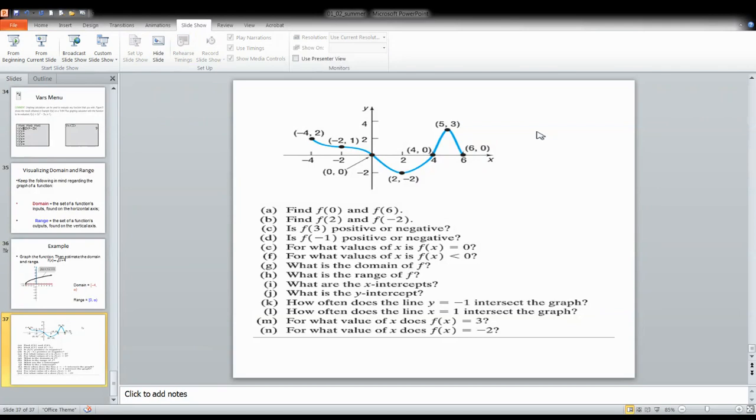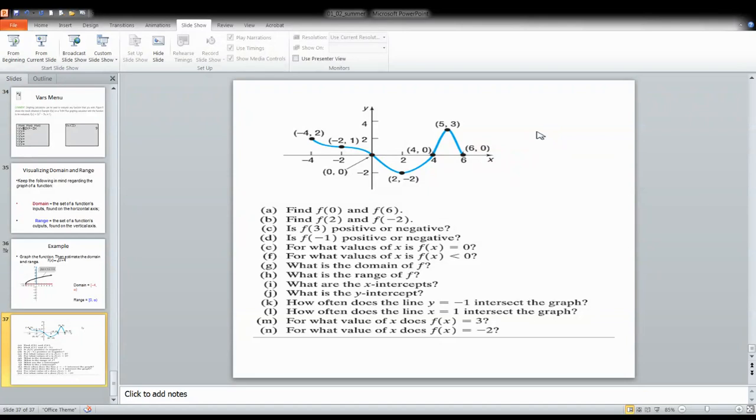F of 0 and f of 6. Well, f of 0, when x is 0, y is 0. When x is 6, your y value is 0. F of 2, when x is 2, your y value is -2. F of -2, your y value is 1. F of 3, is it positive or negative? Well, here's 3 right here. The graph is below the x-axis. Your y value would be less than 0. F of -1. Well, here's -1 right about here. It's not labeled, but the graph is above the x-axis, so your y value would be positive.